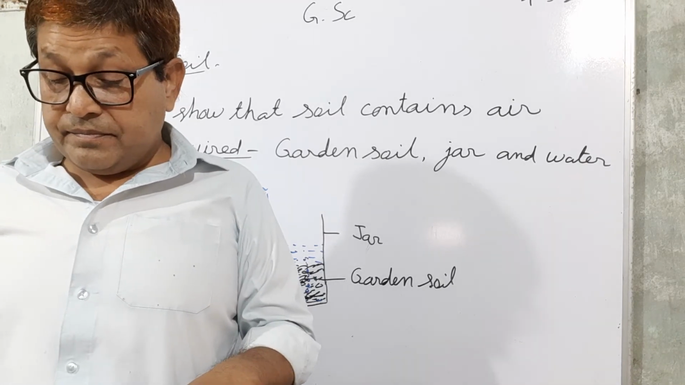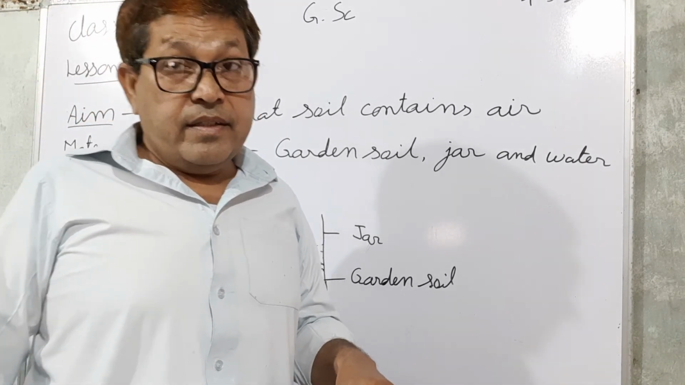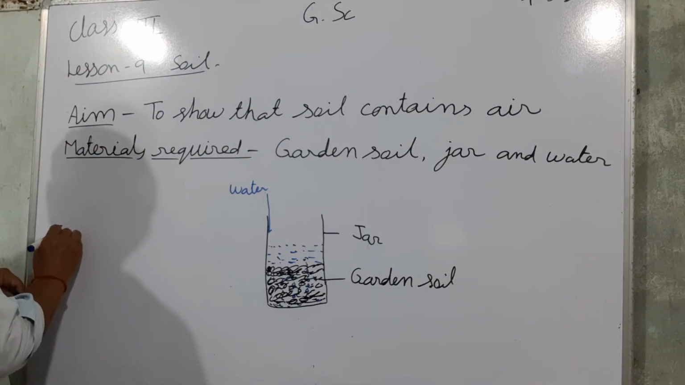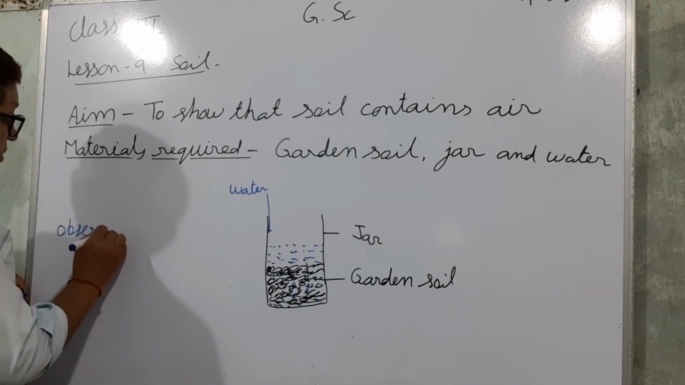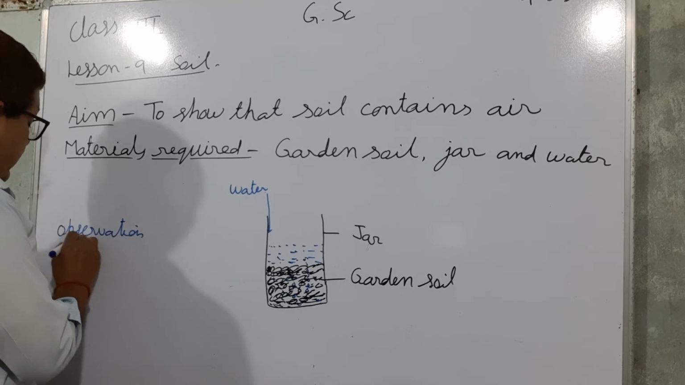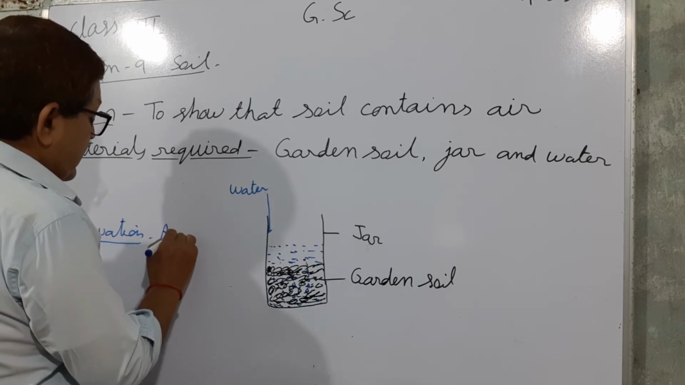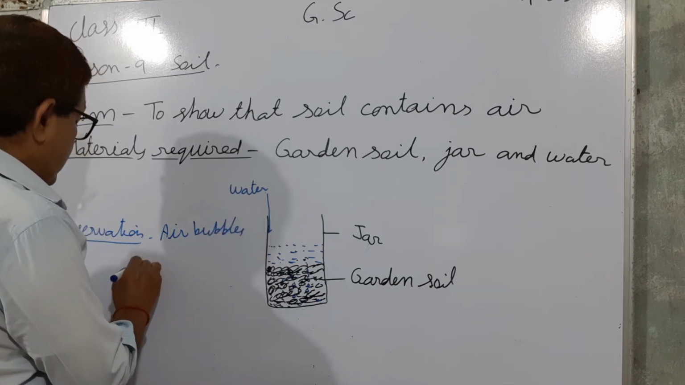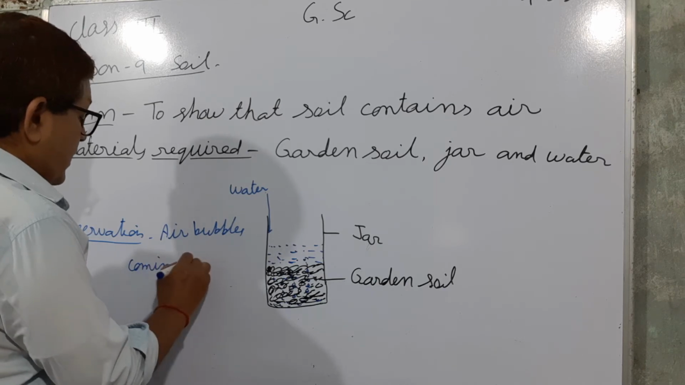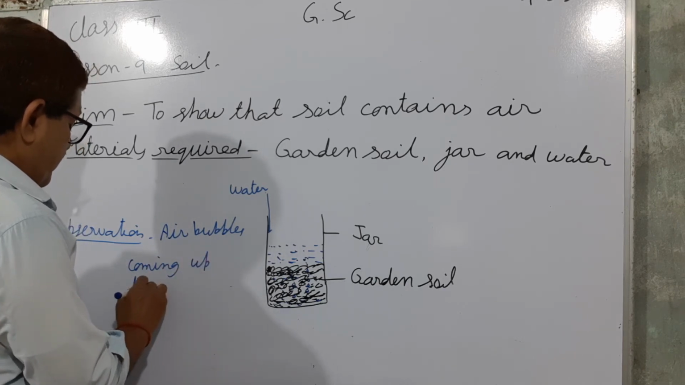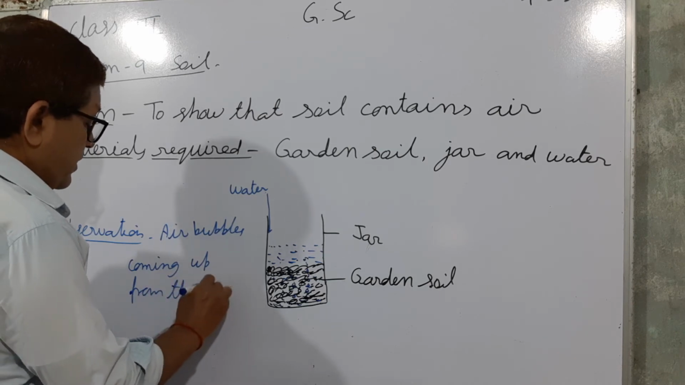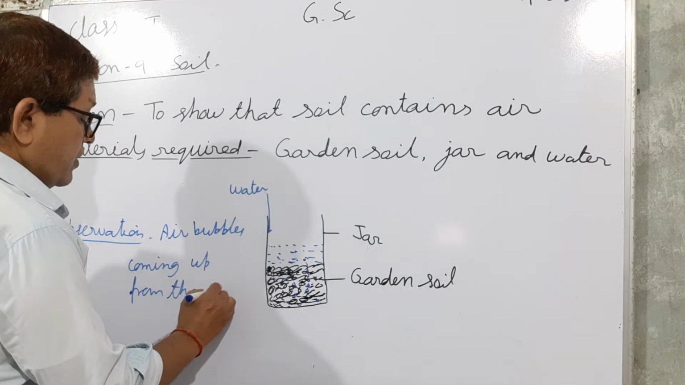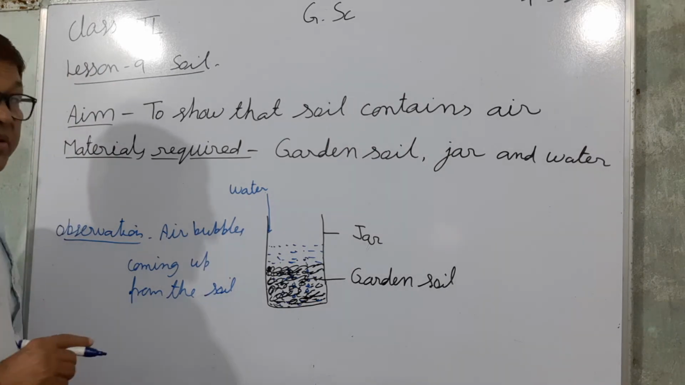Air bubbles coming up from the soil. What observation do you find? Observation: air bubbles coming up from the soil. This is your observation.